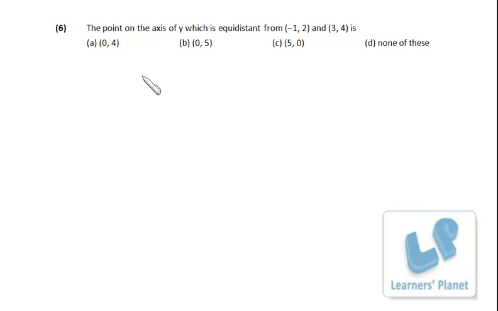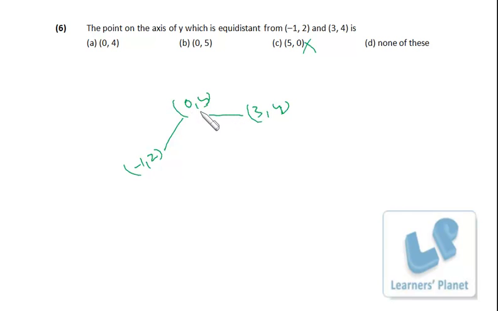the point on the axis of y which is equidistant from these 2 points. Now the point has to be on the axis of y, that means the x coordinate will be 0. So this option is discarded, right? In this case, the y coordinate is 0. Suppose it is 0, y. Now the distance of the point 0, y from -1, 2 and 3, 4 is the same. Okay, so we can simply use the distance formula to find the solution to this problem.